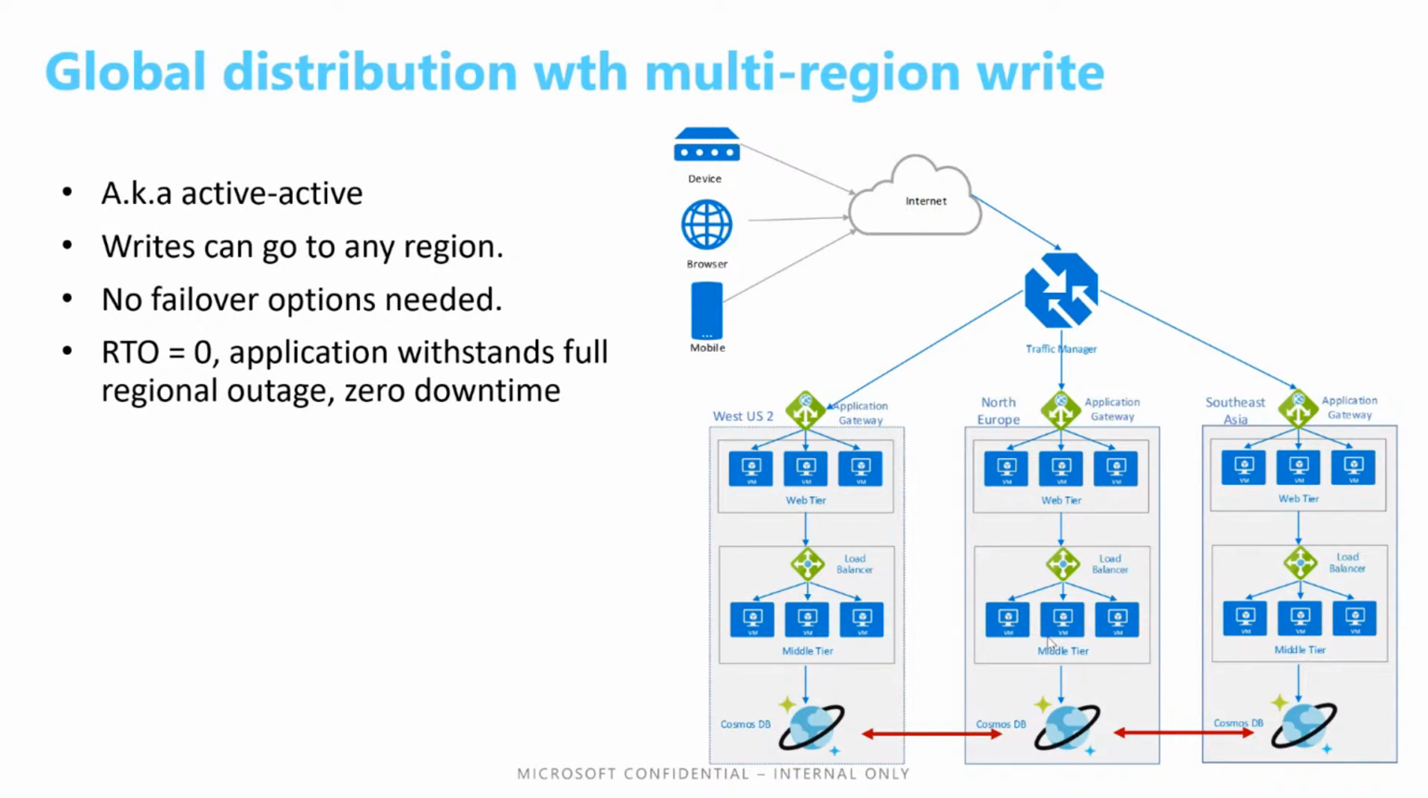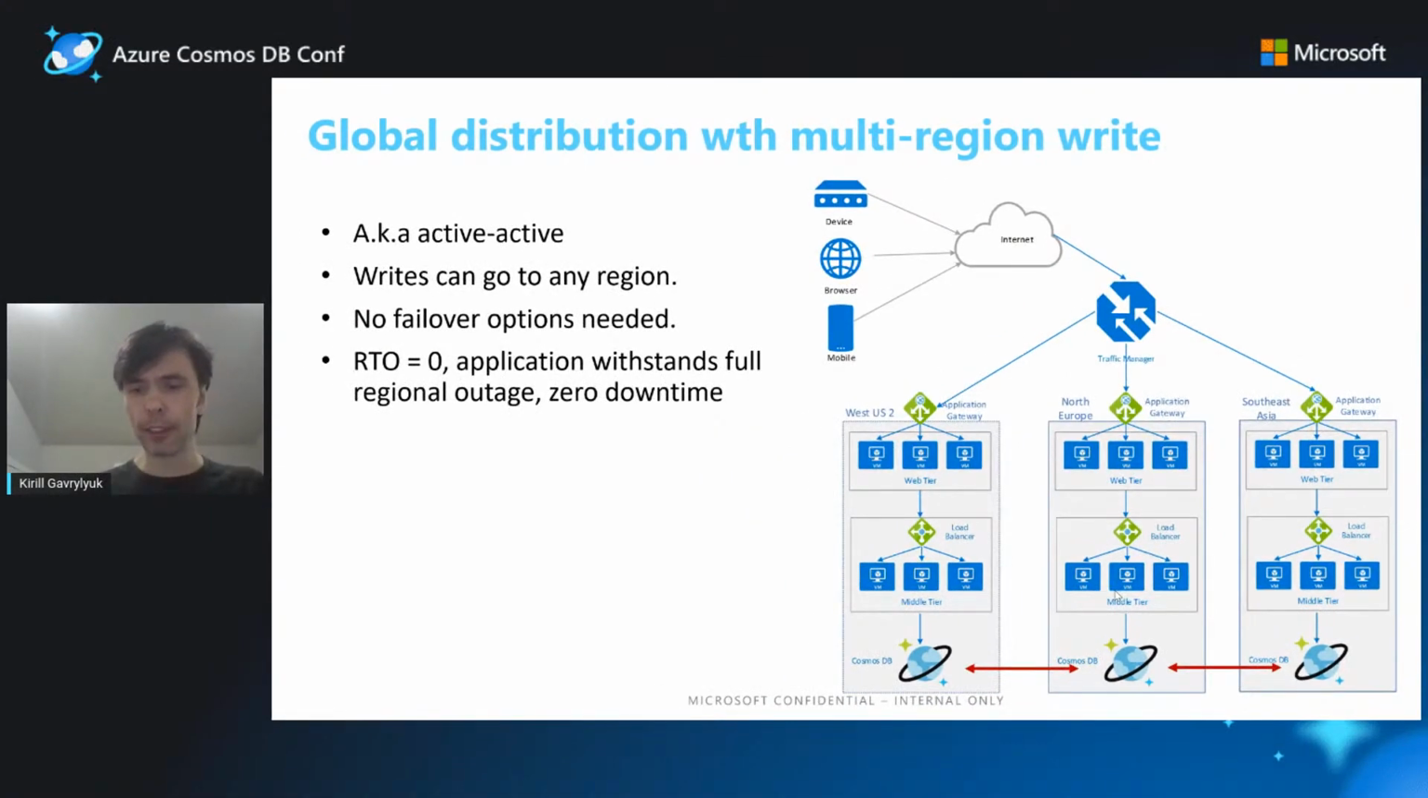Obviously, to build these applications, you have to account for conflicts. Conflicts may arise when you achieve this zero recovery time objective, when an entire region can go down and your application does not notice. Obviously, because of the laws of physics, your RPO cannot be zero, but we are working on a feature that brings both of them very close to zero. So you can use strong consistency and achieve close to zero RTO as well. Lots of exciting things happening in global distribution.